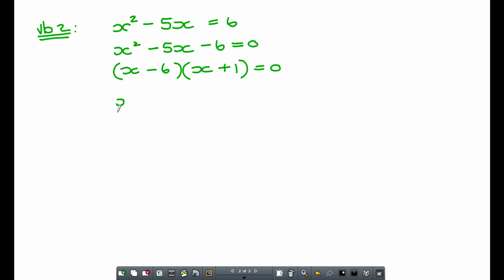Okay, and then we can make each one of those brackets equal to 0. Hier skip ek nou 'n stapie. Ek gaan nie nou skryf x minus 6 is gelyk aan 0 nie. Ek skip sommer direk na x is gelyk aan 6. If you're not comfortable with that, then write out everything. Okay? En hier gaan ek hê x is gelyk aan minus 1. Okay. Goed. Almal fyn, né?